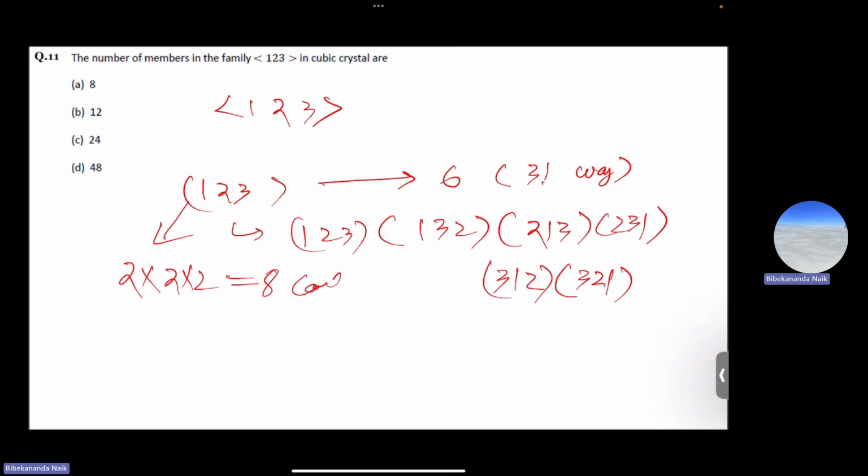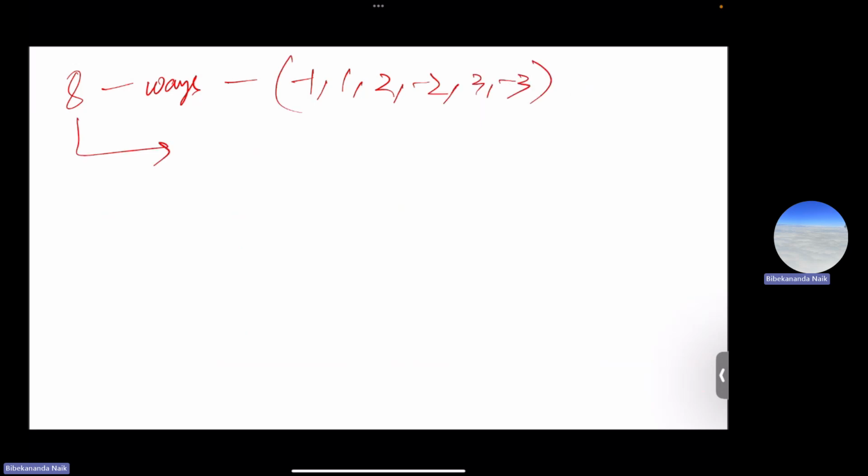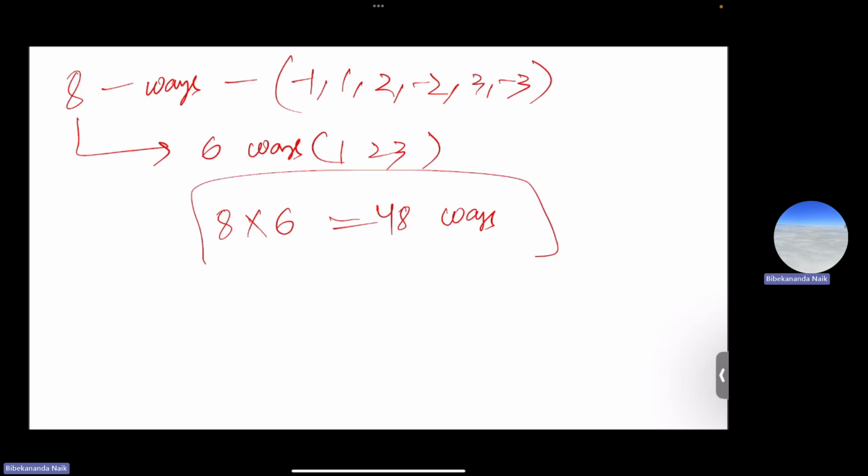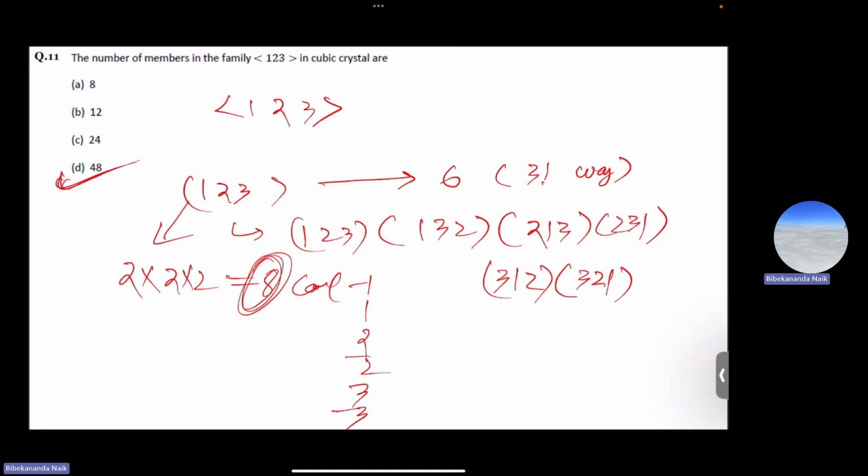If you consider minus 1, 1, 2, minus 2, 3, minus 3, corresponding to each of the 8 combinations, again we have 6 ways. So 8 ways we can write the signs, and for each of the 8 ways, we have 6 ways to write 1, 2, 3 in a different order. So there will be 8 into 6, 48 ways. So the total number of members in the family 1, 2, 3 is 48.